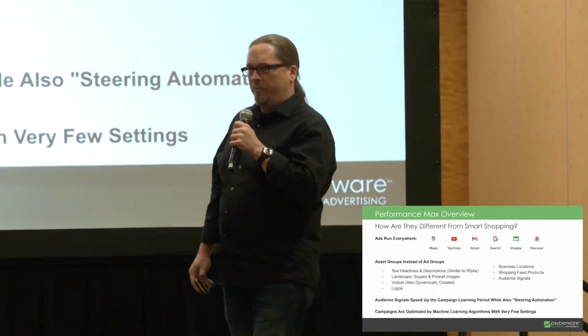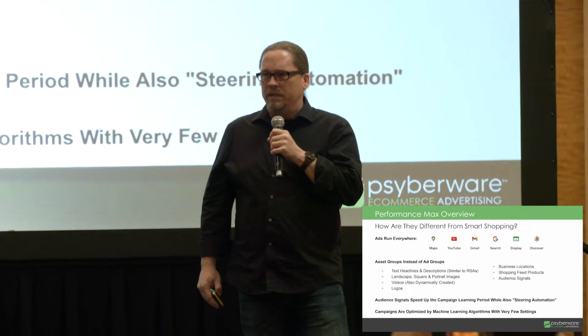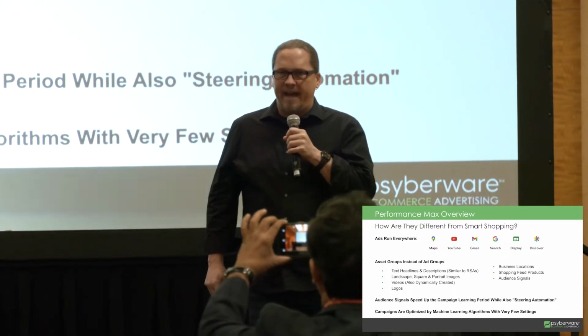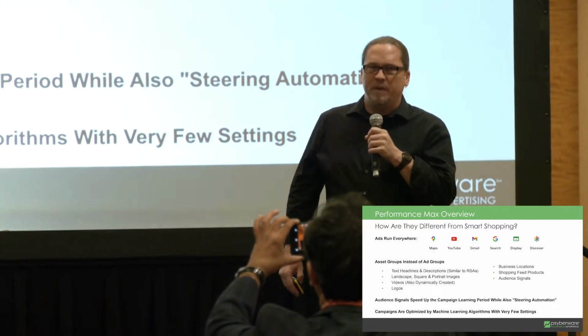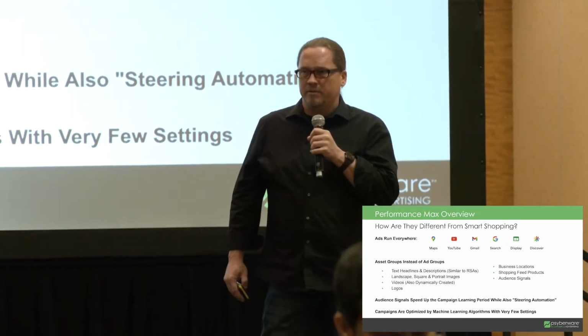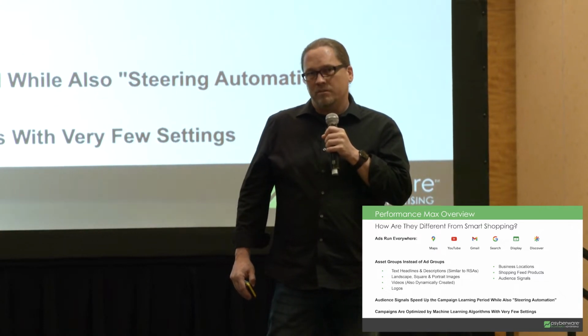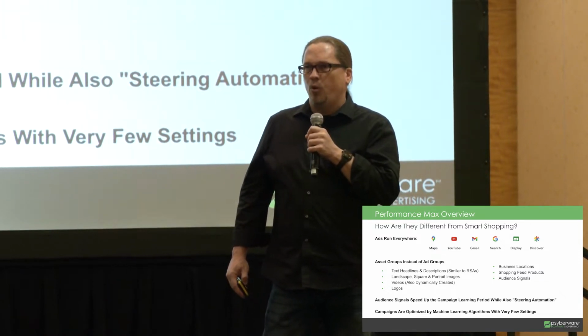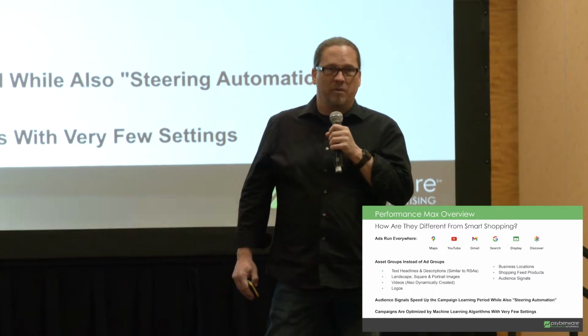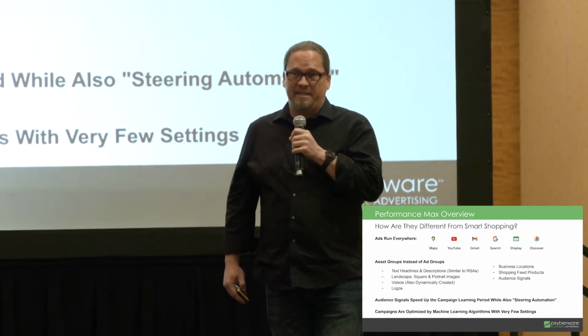Unlike a lot of other Google campaign types, these campaigns have asset groups instead of ad groups. So we don't actually create ads. What we do is we create a collection of marketing and advertising assets like videos, images, and text. And then we turn over control to the machine learning algorithm to figure out where those assets will perform the best and how to combine those assets together into ads.